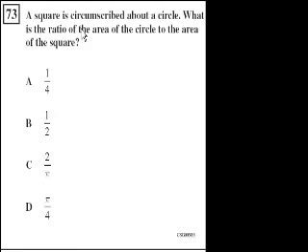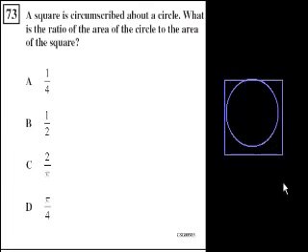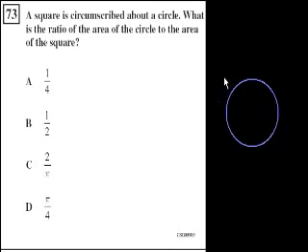Okay, a square is circumscribed about a circle. What is the ratio of the area of the circle to the area of the square? So the square is circumscribed about the circle. So let me draw the circle and the square. So if that's my circle, and then if I want to draw a square, see if I can. Nope, that's not what I wanted to do. I wanted to draw a solid square. Let me see if I could draw it without pressing the shift key. Oh, well, I think that's close enough.